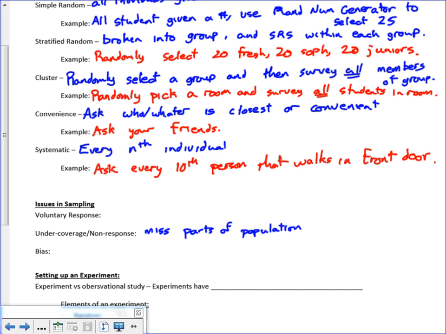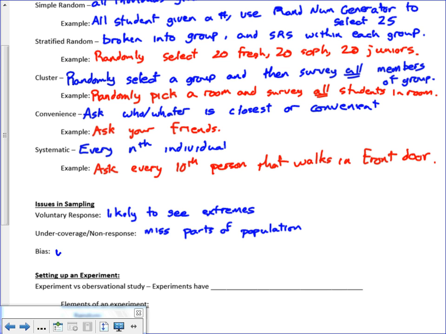Another issue in sampling is voluntary response, especially if it's something convenient. Maybe people that stop you in the mall. A big one, radio stations say call in, tell us what you think. Typically, you're more likely to see the extremes. You're not going to see people down the middle.